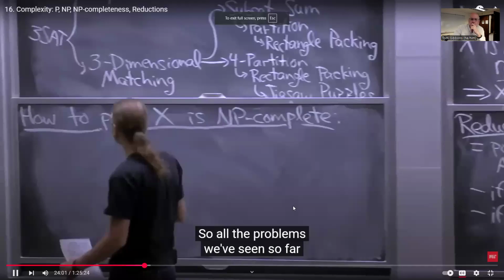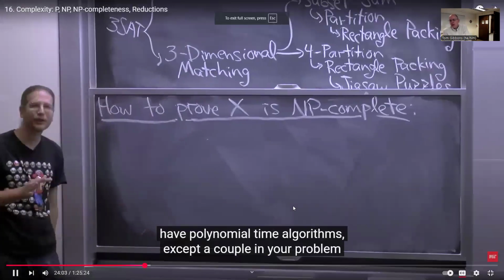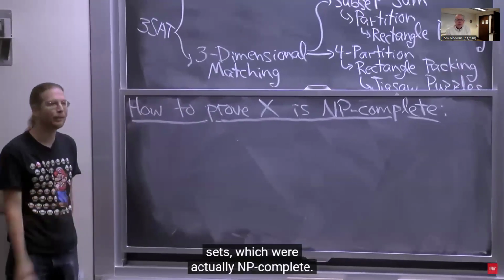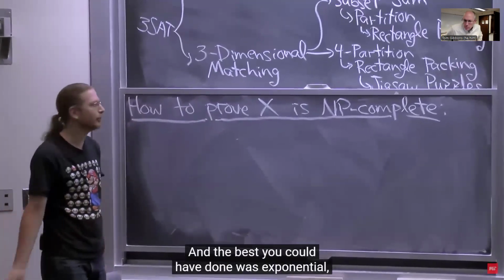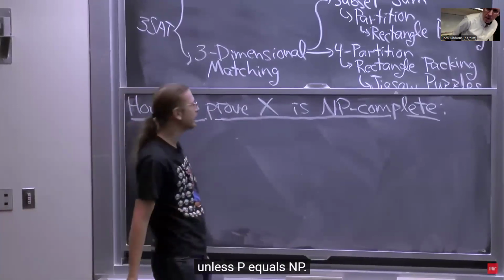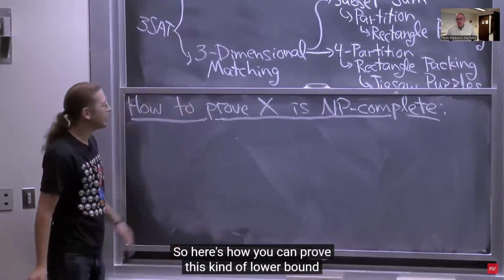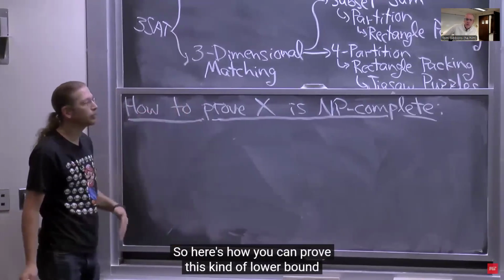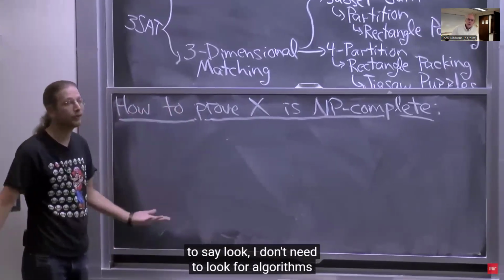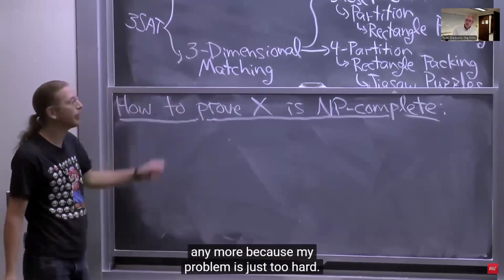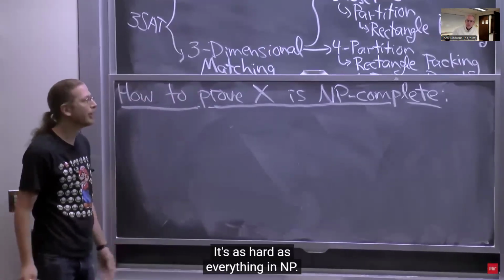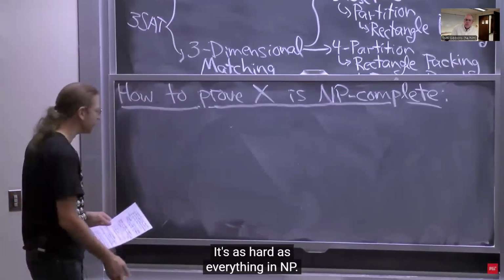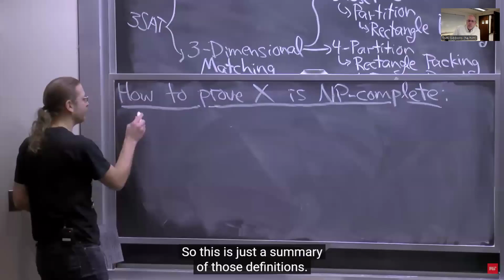All the problems we've seen so far have polynomial time algorithms, except a couple in your problem sets, which were actually NP-complete. And the best you could have done was exponential, unless P equals NP. So here's how we can prove this kind of lower bound and say, look, I don't need to look for algorithms anymore because my problem is just too hard. It's as hard as everything in NP. So this is just a summary of those definitions.